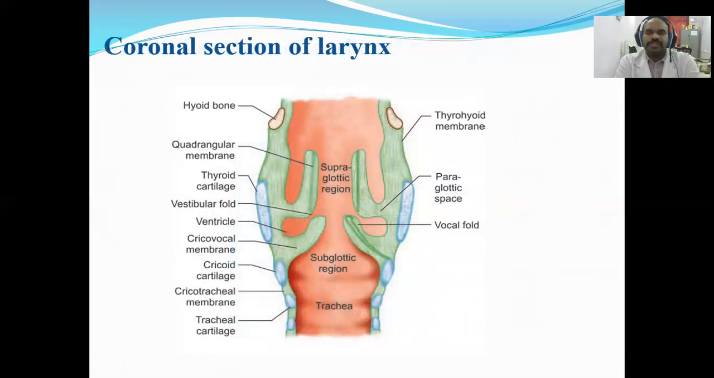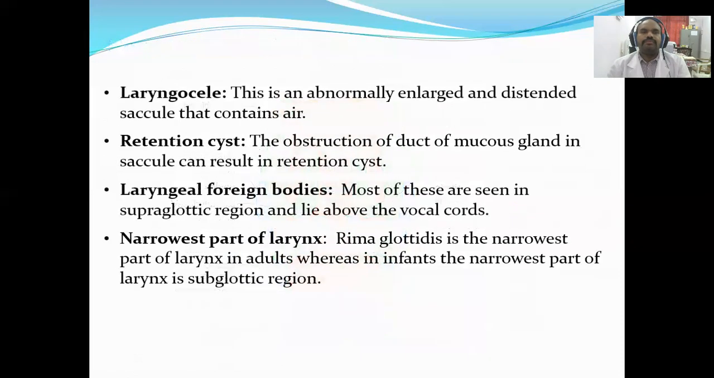This is one more coronal section which was showing the various spaces with respect to the larynx. You have the supraglottic region, the glottic region, and the subglottic region, where all the spaces can come, which is shown in the diagram. So the applied anatomy over here is laryngocele.